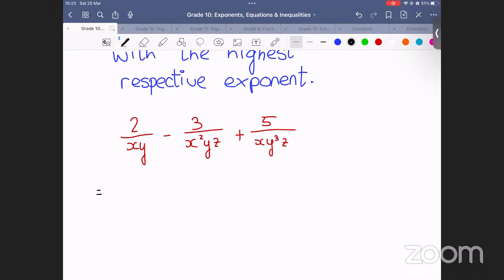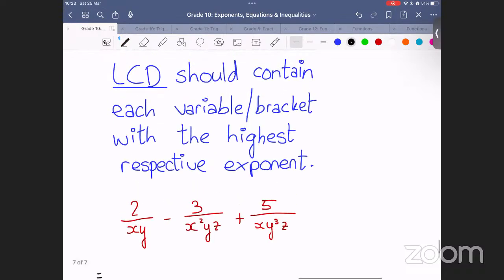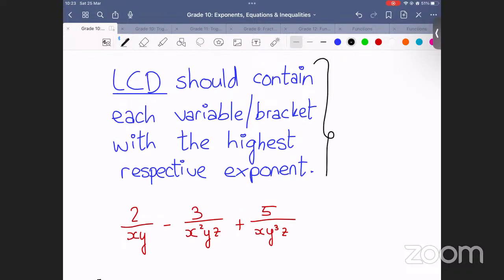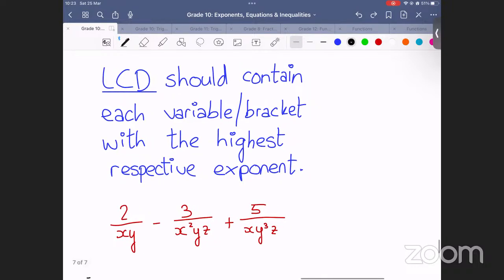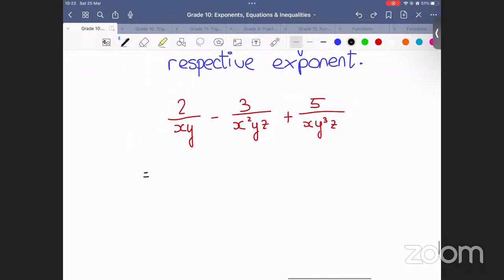So if I want to get my LCD, my lowest common denominator of this term, you can follow this understanding that the lowest common denominator should contain each variable. So here we're dealing with singular variables, not brackets, with the highest respective exponent. Respective here just indicates that for each variable, whichever is the highest exponent, you will use that exponent. So how many different variables do we have in every denominator? 3. We have x, y, and z. And what are their highest exponents?